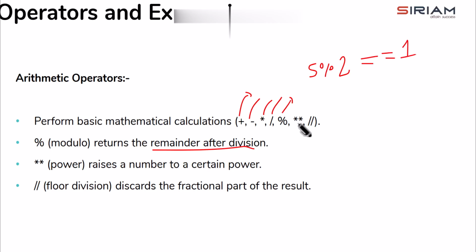And then the floor division actually discards the fractional part. Only the non-fractional part will be the final answer. So that is what happens in the floor division. Easy to understand, I guess.